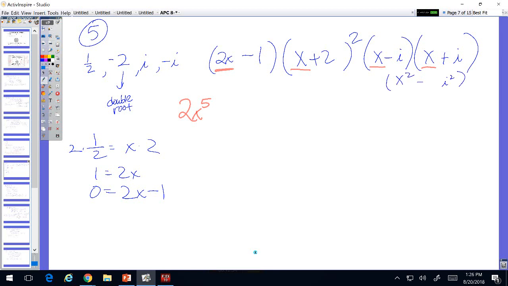But what is i squared? Negative 1. So it's going to turn this into plus 1. So that becomes x squared plus 1.